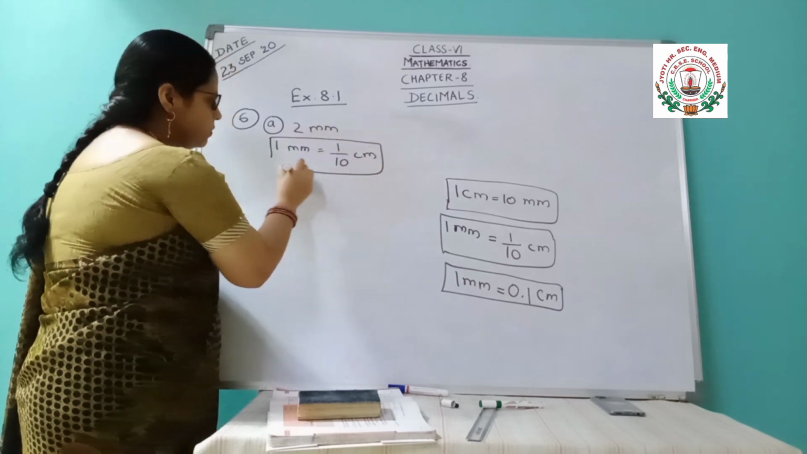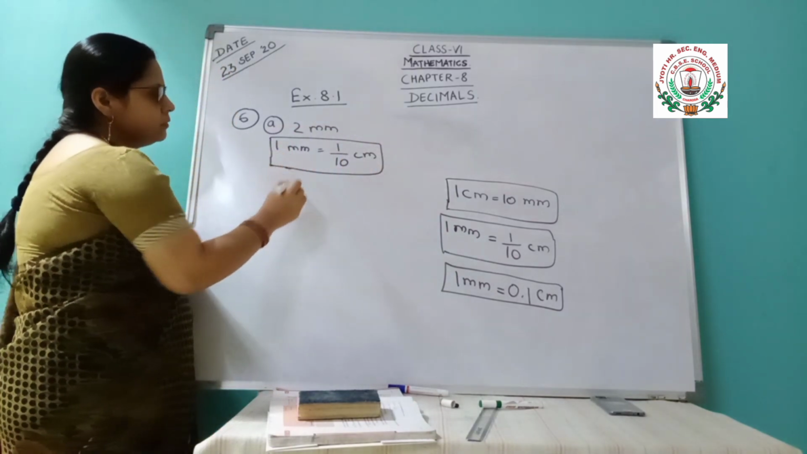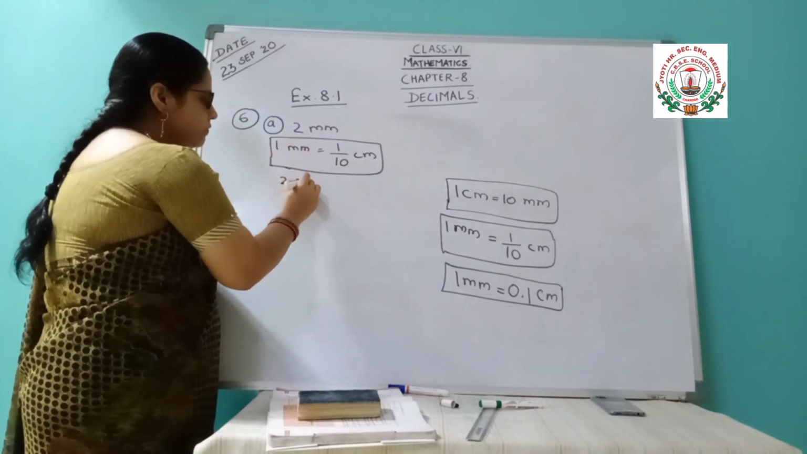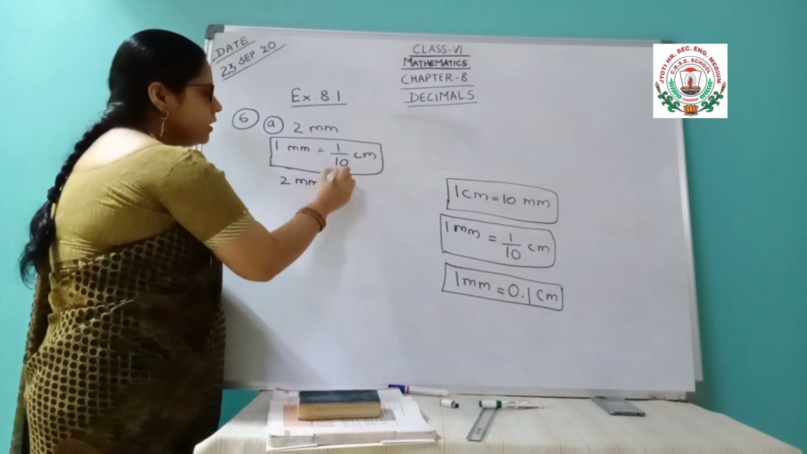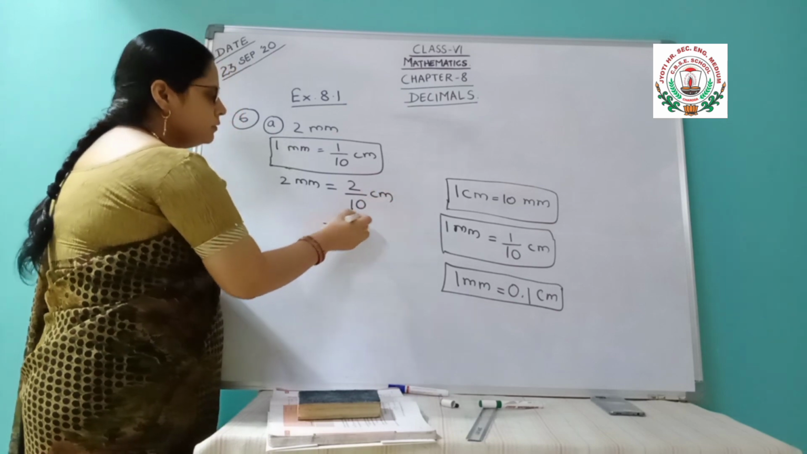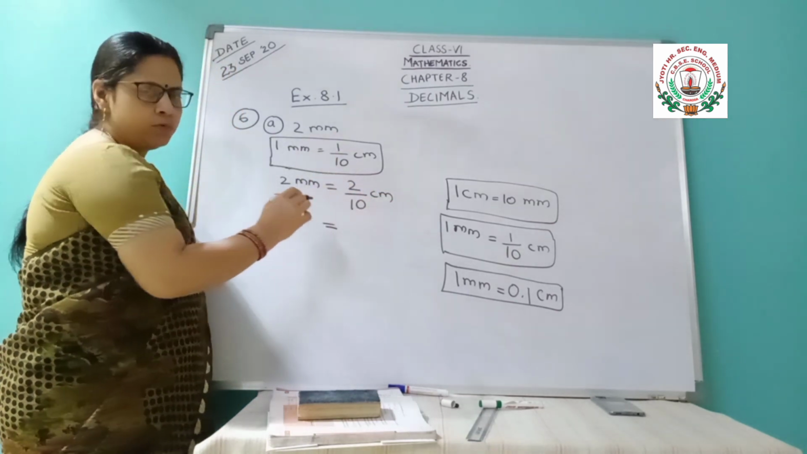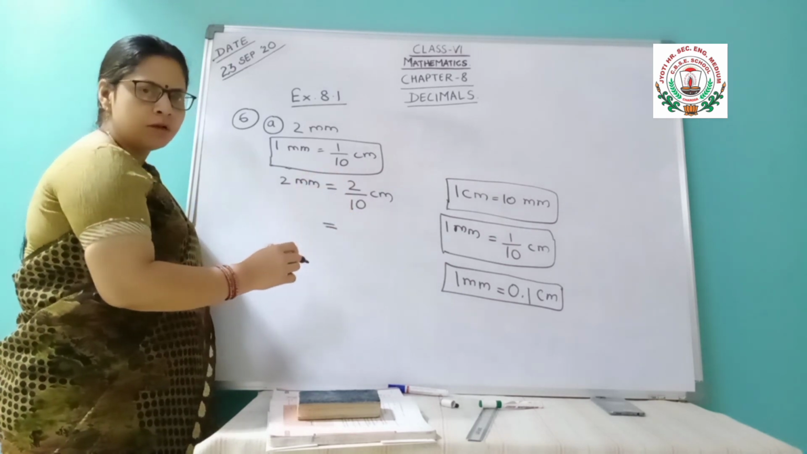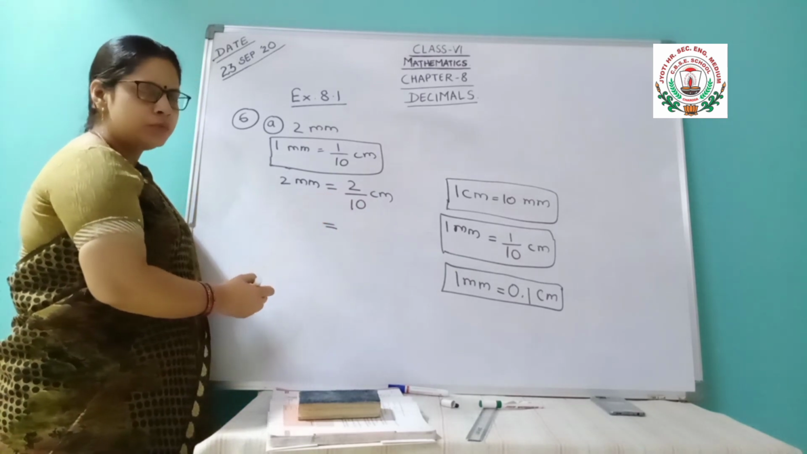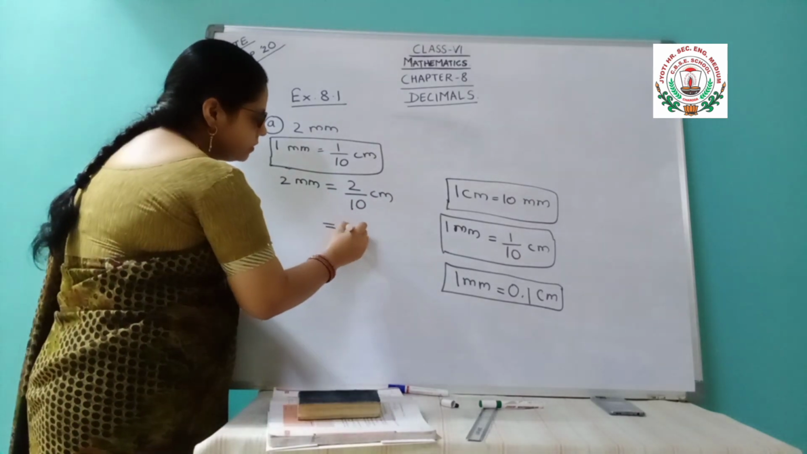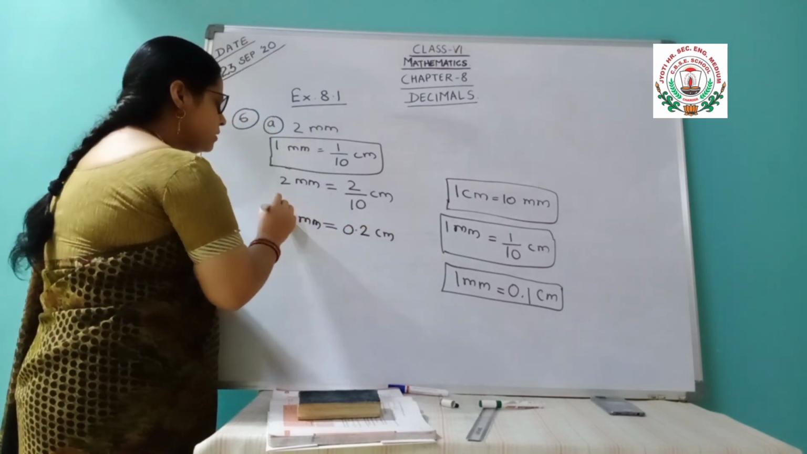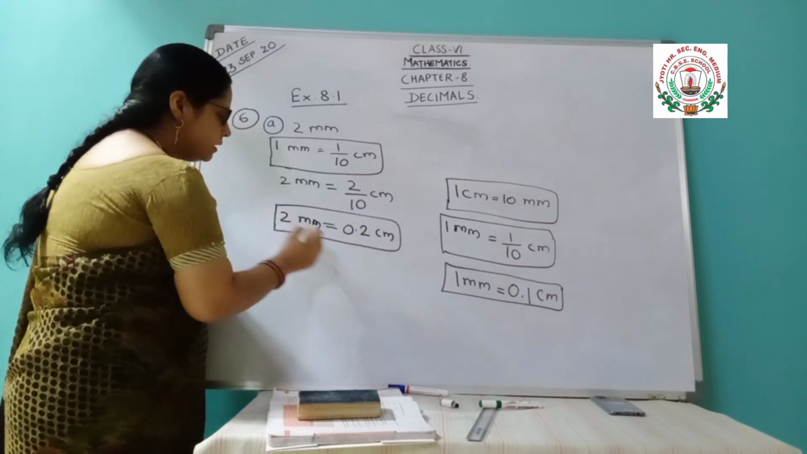And more, if you want to highlight that, you can just make it a block. Then 2 millimeter. Instead of 1, now we are writing 2 millimeter, which is the question. Now instead of 1, you will write down 2 divided by 10 centimeter. You can convert into the simplest form of the fraction, or else divide by 10. It is easy to convert into decimal also. So you just write down 0.2 centimeter. 2 millimeter is equal to 0.2 centimeter.